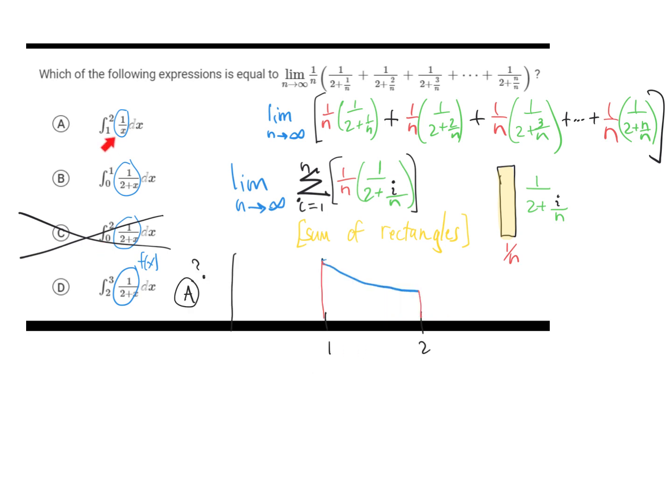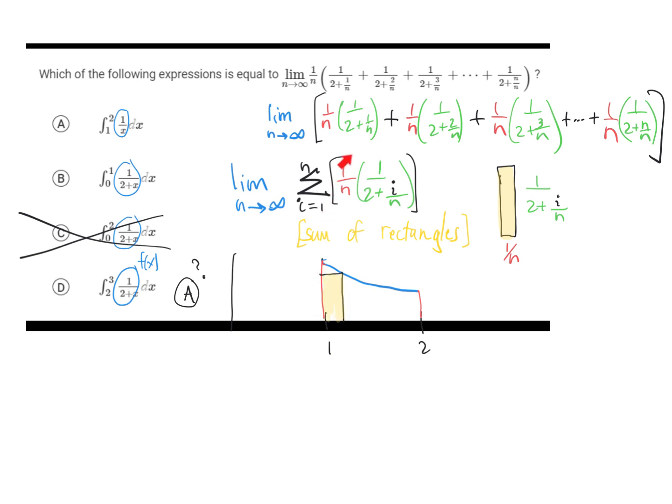All right, well, let's check A. Could it be this one? Going from 1 to 2, the hyperbola's curve is something like that. When x is 1, we're at 1. When x is 2, we're at a half. Could this be the height of the rectangle, of our first rectangle?